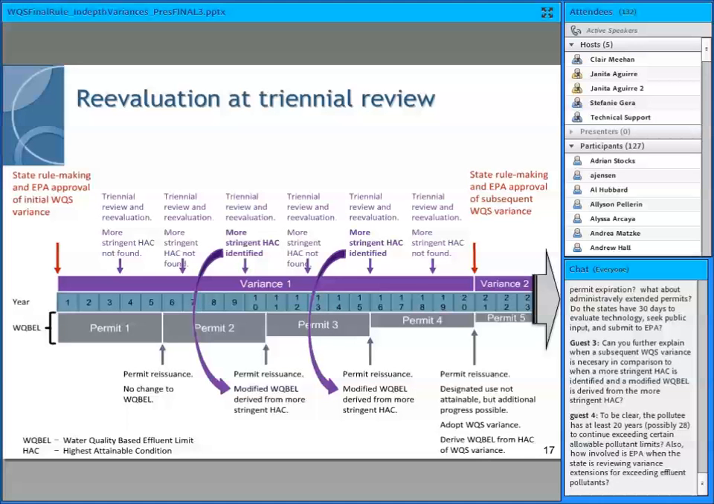The variance is reevaluated during each triennial review. When the permit is being reissued, the permitting authority refers to the variance reevaluations that occurred during the triennial reviews and incorporates any more stringent highest attainable condition identified during the reevaluations as the basis for the permit limits of the reissued permit.